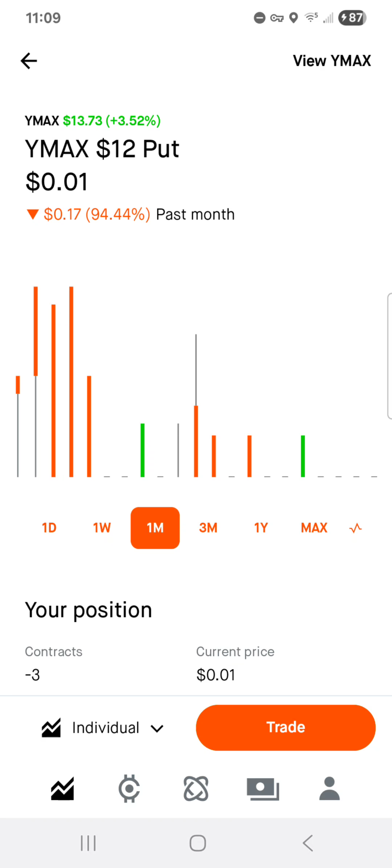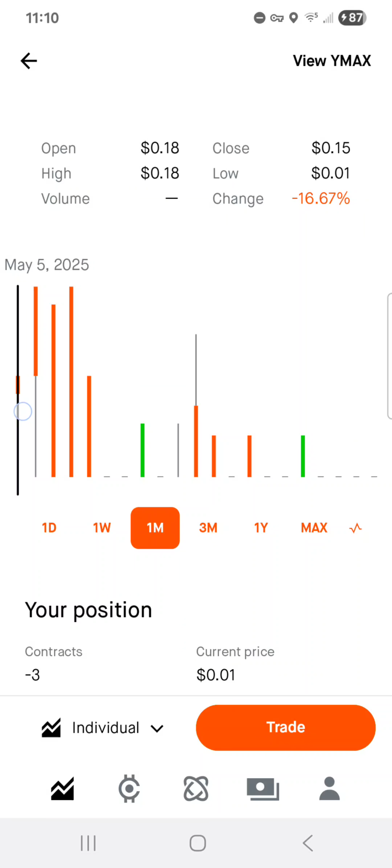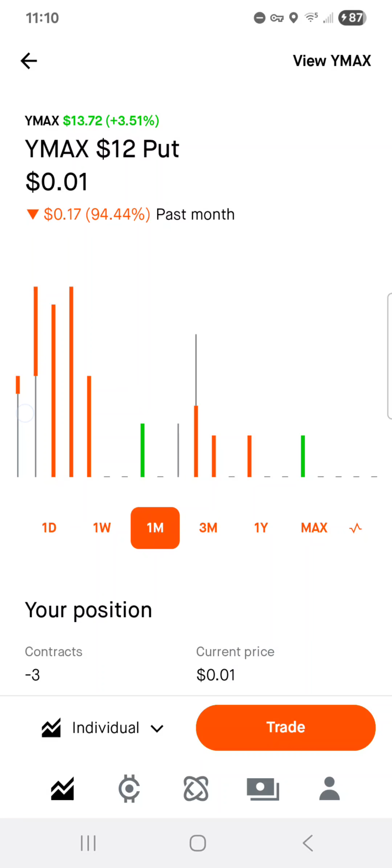you can see this with these candlestick charts. On May 5th, the open was 18 cents, the high was 18 cents, close 15 cents, and the low was 1 cent. So what that means is it opened at 18 cents at the start of the day. It closed at 15 cents, so it went down a little bit. The lowest it was for that day was a penny, and its highest was its opening.